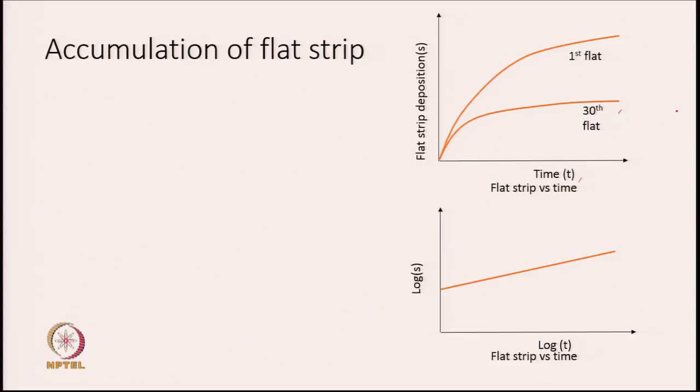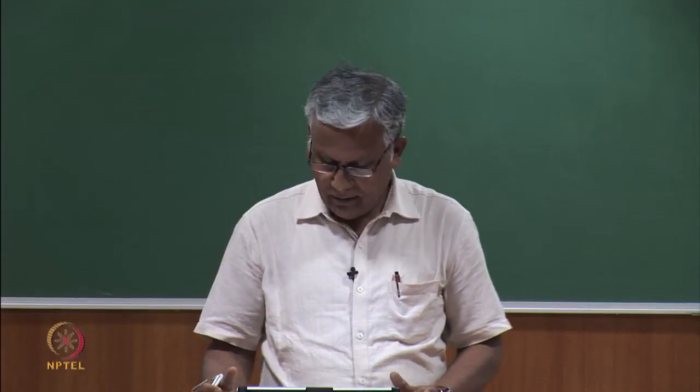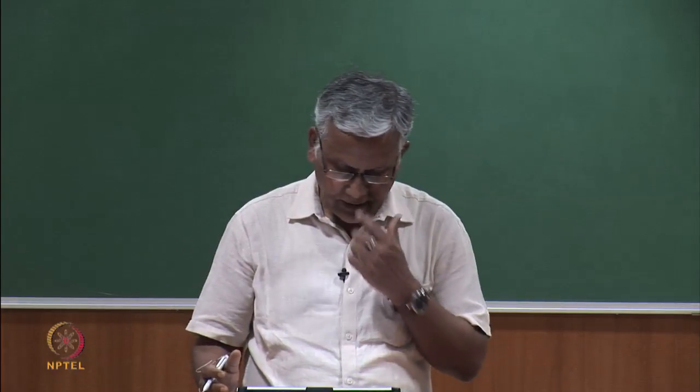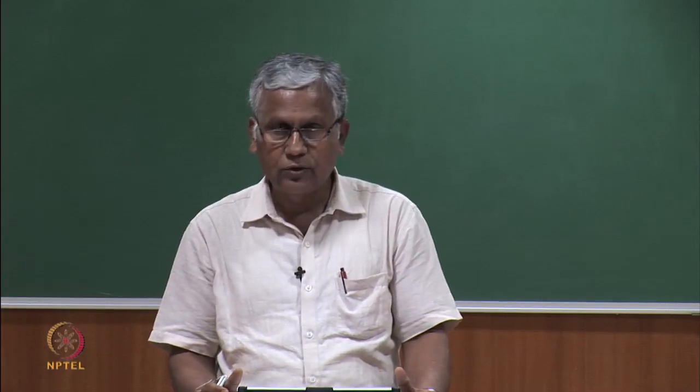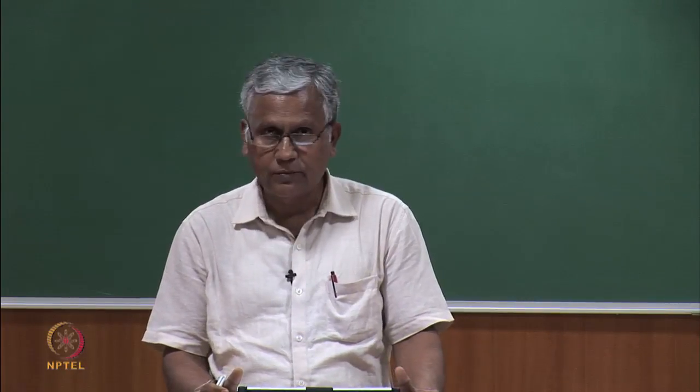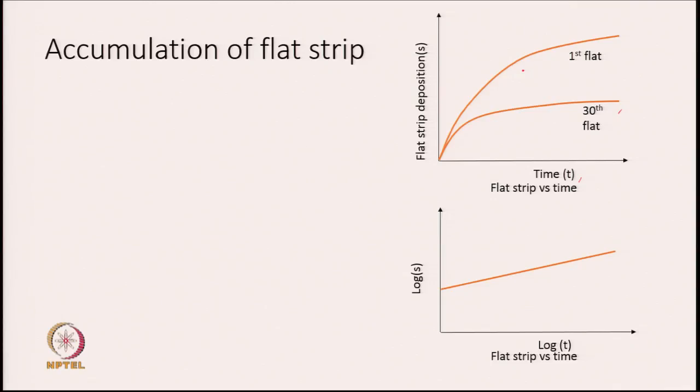So, the rate of deposition in the last flat is slow and then it also levels off. Now, this study was done on a machine where the flats are not really moving, but they are actually stationary, and still it gives us a lot of information about the way the flats get loaded with fibers as a function of time. If we look at this graph and plot log of s with log of time, then we get a straight line as shown in the lower diagram.